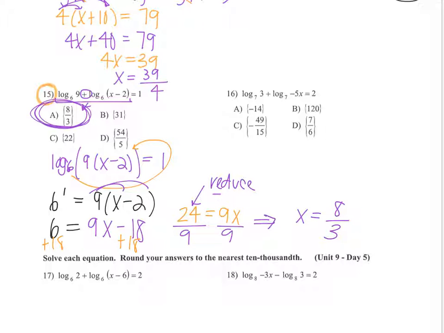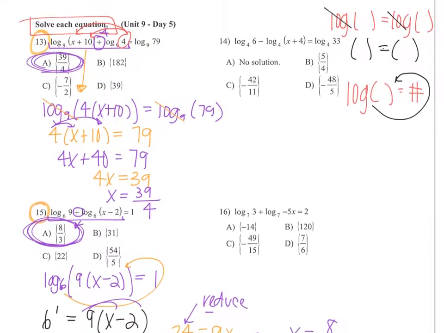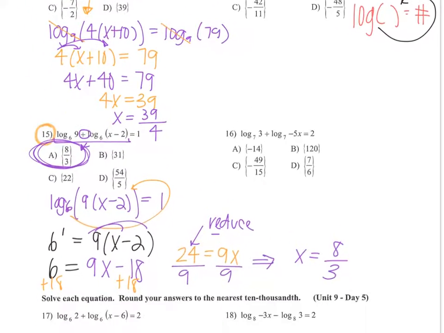If you need more time, just hit pause. Otherwise, you should have gotten choice A, because 24 over 9 gets reduced to 8/3. If you need more practice, go back to those questions on the right-hand side, number 14 and 16.